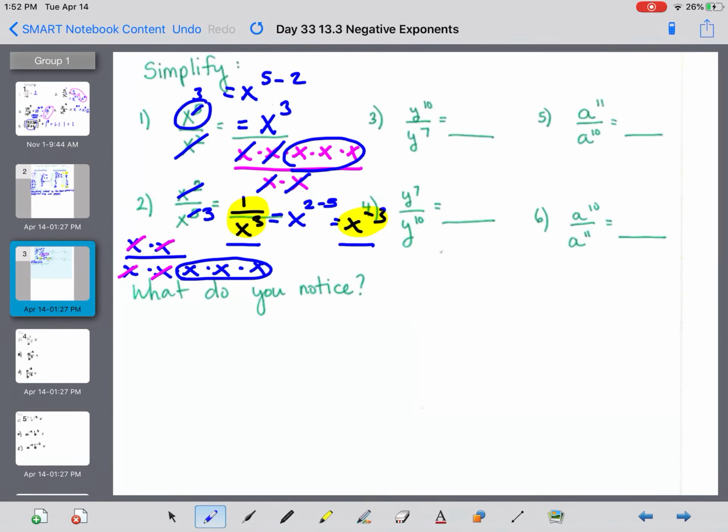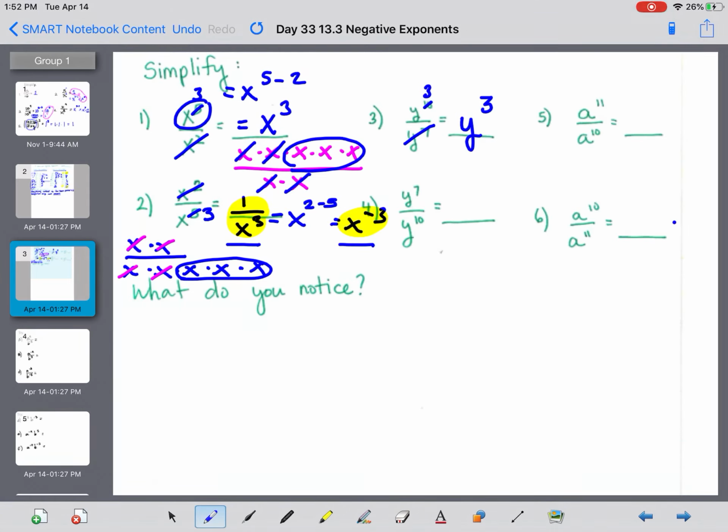So with 3, I don't really want to write out 10 factors and 7 factors of y. That's starting to get too many factors for me to fit on my page. So 7 factors on bottom take away 7 of the factors on top. I know that because there's more factors on top. 10 is bigger than 7. So this is going to leave me with y to the 3rd power.